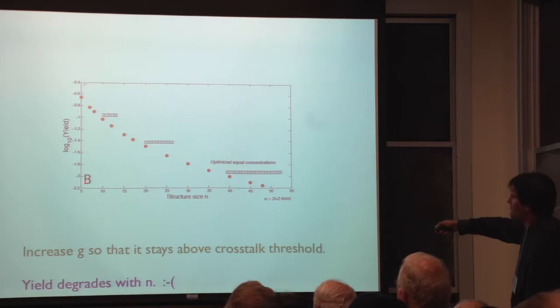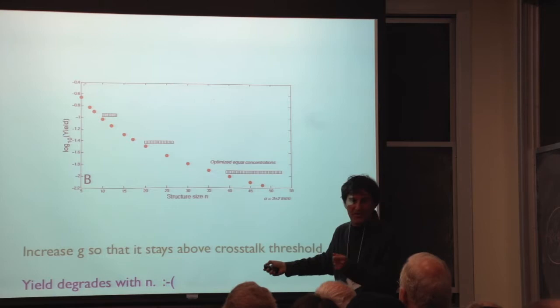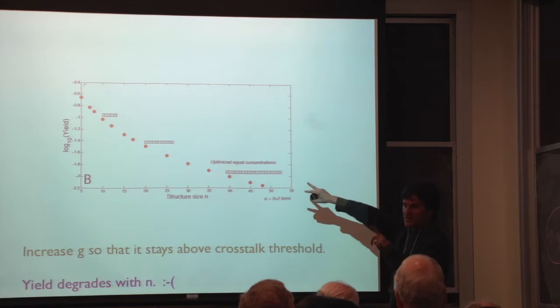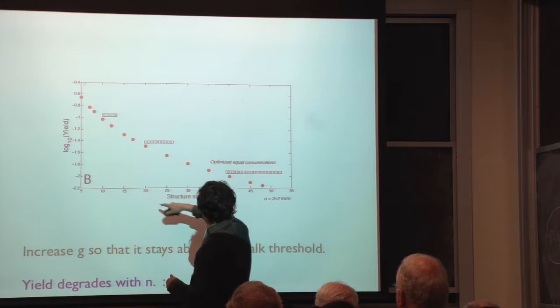This is done in a way that we're now in the regime where we're picking out a polymer of a particular size, and all of these are different. So for the one with 20, there are 20 different pieces in solution. These are all done with equal concentrations. So I have 20 different components at equal concentrations. You put them in and you ask, what is the yield? And you can do this at every structure size.